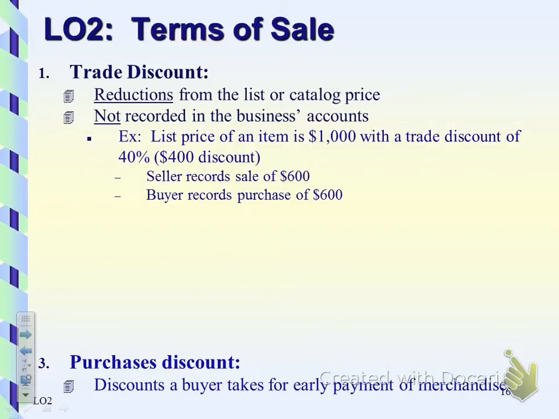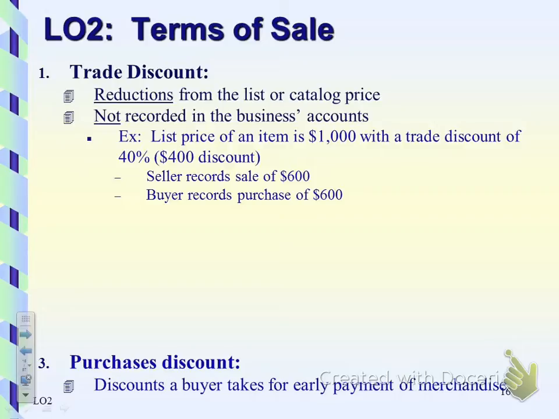So first thing, in terms of trade, terms of sale, we have two different ways to look at terms of sale. First is to look at what we call trade discounts. Trade discounts are a reduction from the list price or the catalog price for merchandise, and a trade discount is not recorded in the company's financial statements.